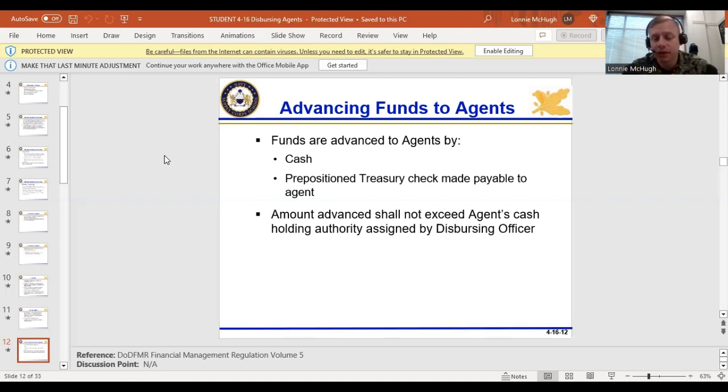And this next bullet is pretty important. So each agent is given a limit to how much cash that they're allowed to hold. And you want to make sure that they're not going to go over this. So you don't give them a check that's close to that amount, so they can, you don't want them to have to wait until they're completely out of cash to be able to re-up on their cash supplies that they have.